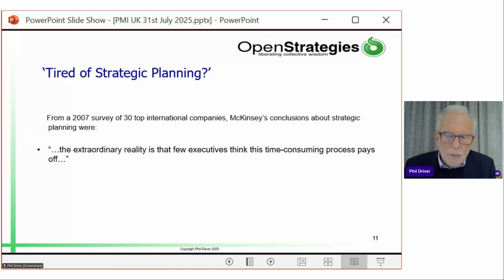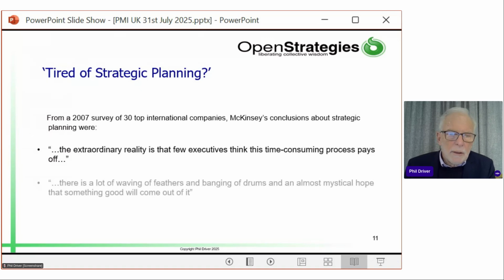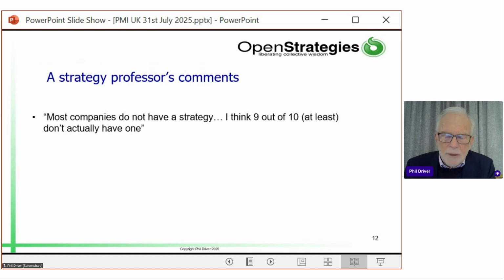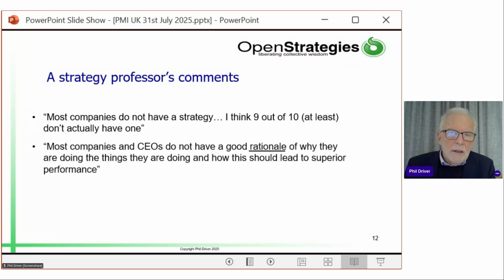And this next quote is one of my all-time favorite quotes. I just love that concept of a mystical hope that something good will come of it. And to me, that is so accurate, especially when I'm dealing with central or local government. Professor Vermeulen also made a few other comments like this. He said most companies don't have a strategy. 9 out of 10 don't have one. And in the public sector, I think it's worse than that.